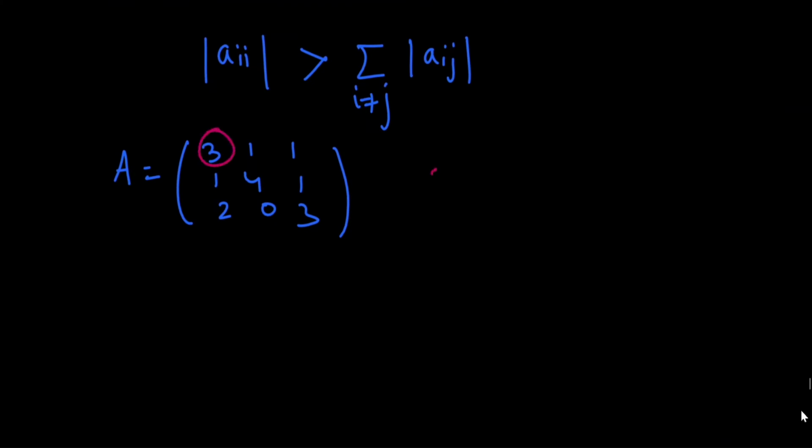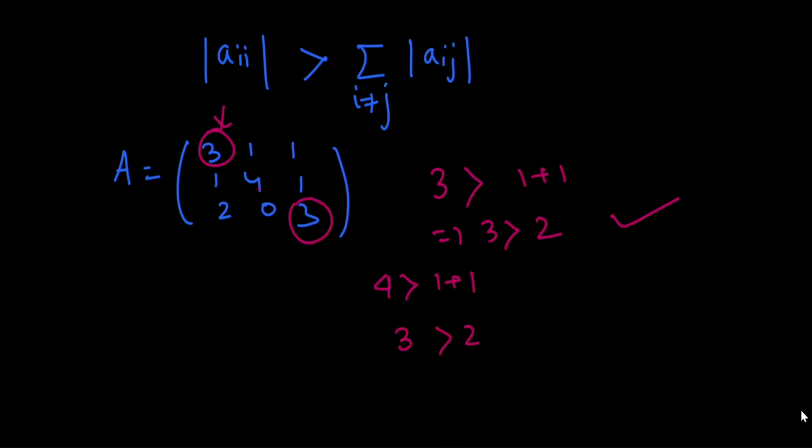Now 3 is greater than the summation of the remaining two elements, which are positive, that is 1 plus 1. So 3 is clearly greater than 2, which is correct, and similarly 4 is greater than 1 plus 1, and similarly 3 is greater than 2 plus 0. So this matrix satisfies the diagonally dominant condition.